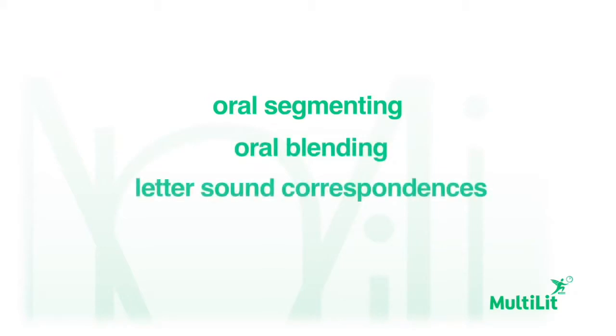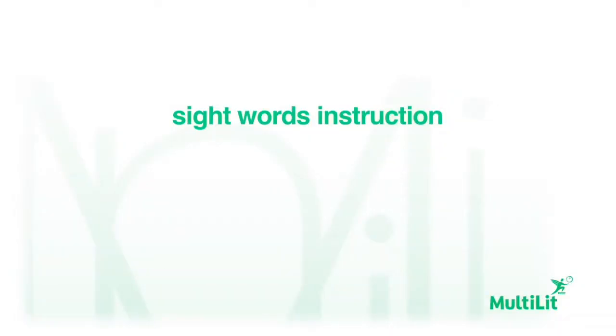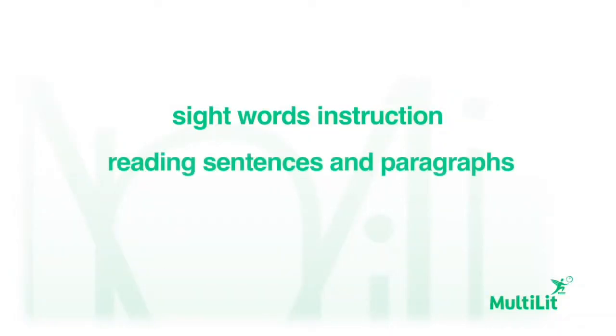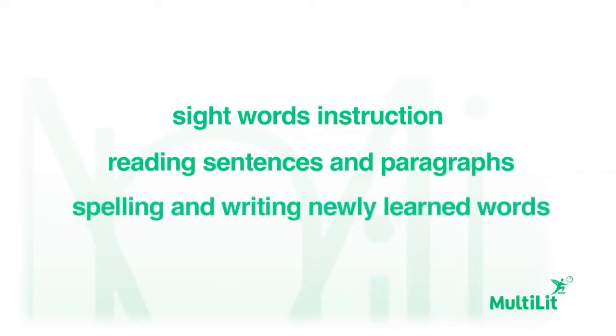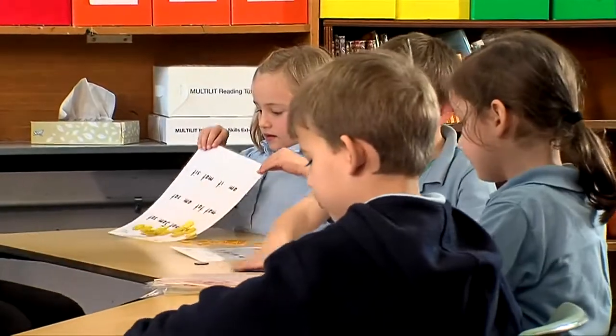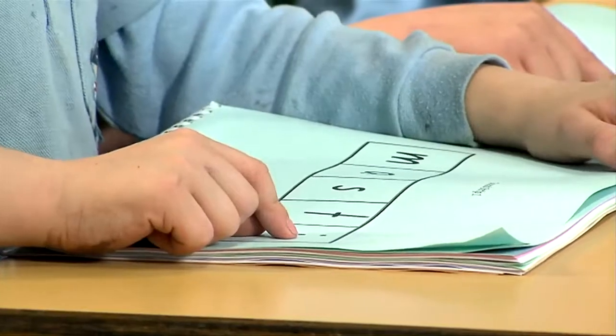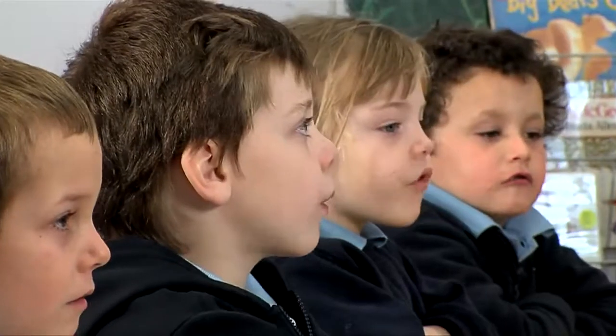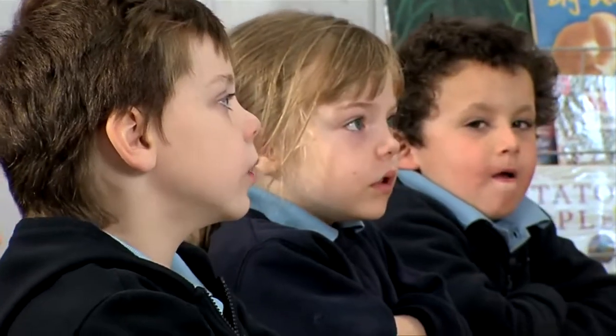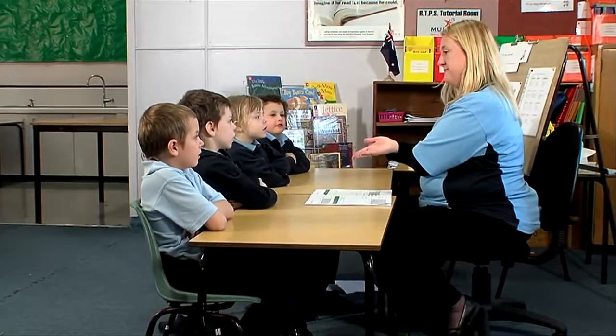Activities in this component of the lesson include oral segmenting, oral blending, letter-sound correspondences, sounding out words, sight words instruction, reading sentences and paragraphs, spelling and writing newly learned words, and many more. At the end of each sounds and words activities session, a brief game is played to reinforce key concepts and skills that have been taught. Students are tested throughout the program, and only when the group has successfully mastered the current skill do they move on to the next.